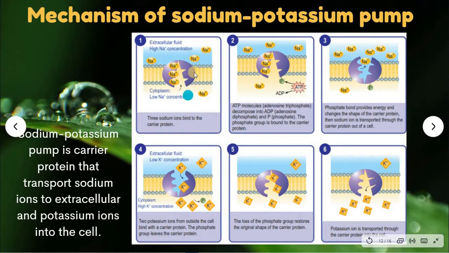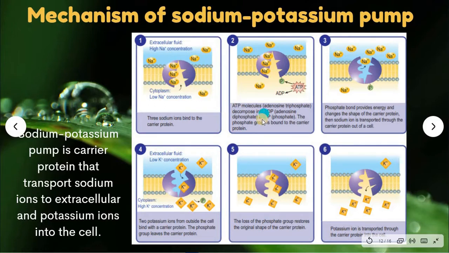What we can see here is that in the extracellular fluid there is a high sodium ion concentration. Na plus refers to the sodium ions. In the cytoplasm, there is a low sodium ion concentration. Because of active transport, the movement of ions or substances is from lower concentration to higher concentration. So the three sodium ions bind to the carrier protein, to the specific site.